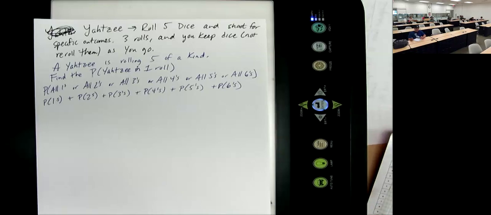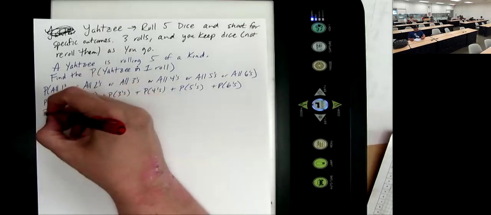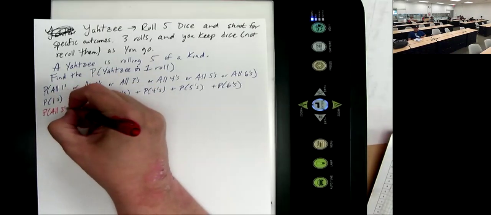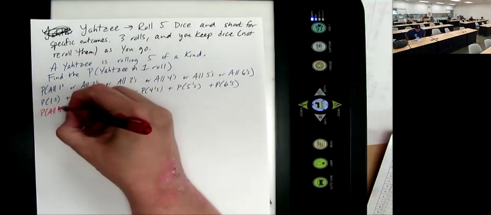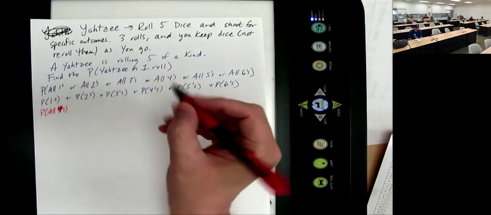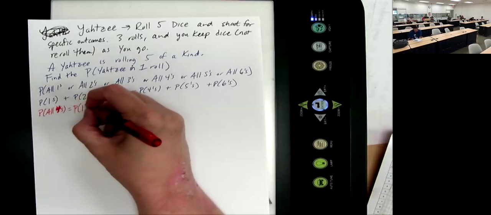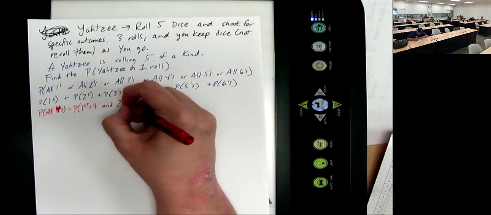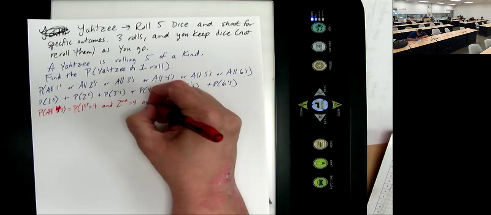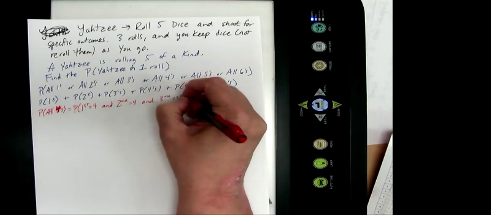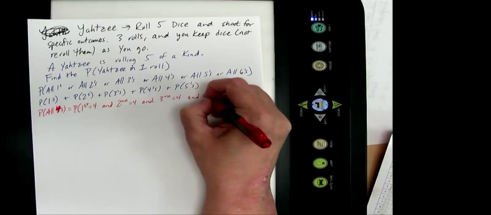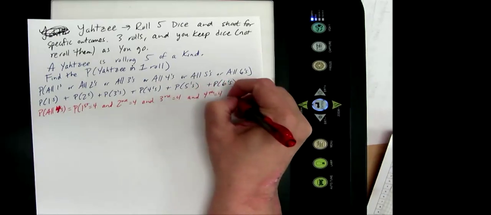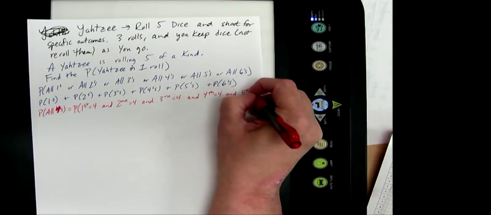And we're not going to do the probability of each one, because they're all the same. So let's just do the probability of all fours, because we have 5 dice and I don't want to use the same number there. This is the probability that the first equals a 4, and the second equals a 4, and the third equals 4, and the fourth equals 4, and the fifth equals 4.